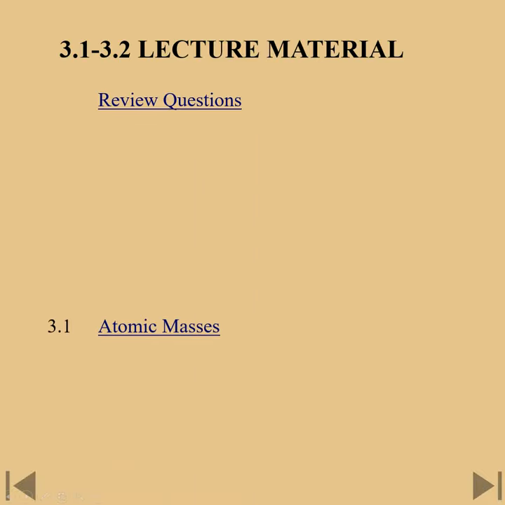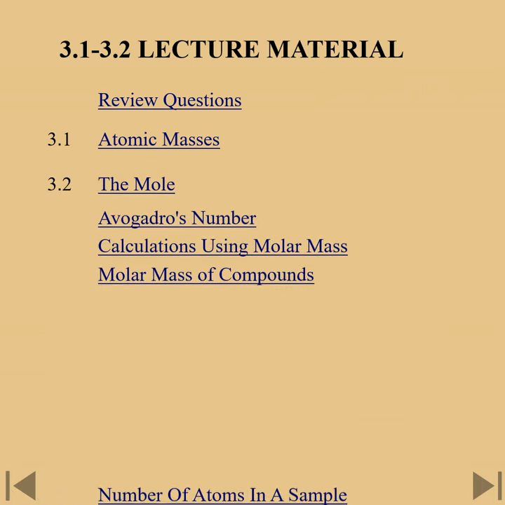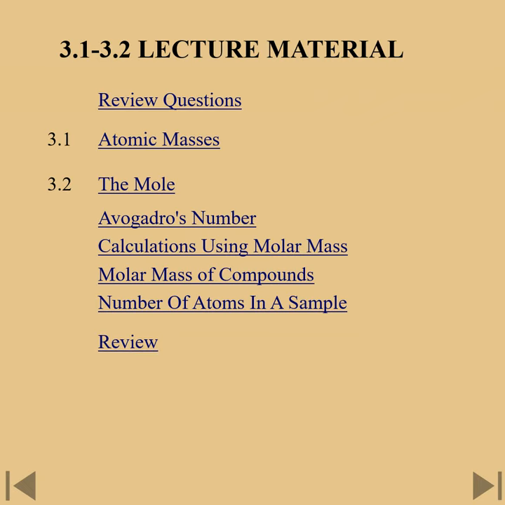Today we're covering chapter 3.1 through 3.2, and we're going to be talking about atomic masses. That's that other number on the periodic table associated with each element. While we're talking about atomic masses, we're going to talk about the mole and molar masses. The mole, by the way, is the chemist's dozen, and the chemist's dozen's number is actually Avogadro's number. We'll do some example calculations, and eventually we'll do some calculations where we determine an actual number of atoms in a sample.